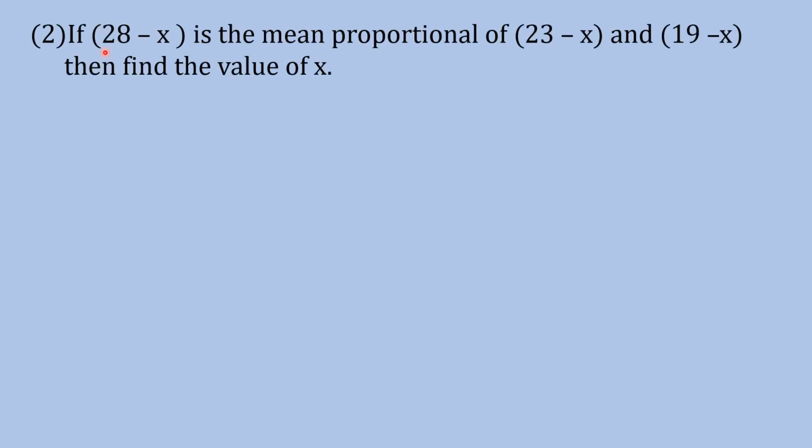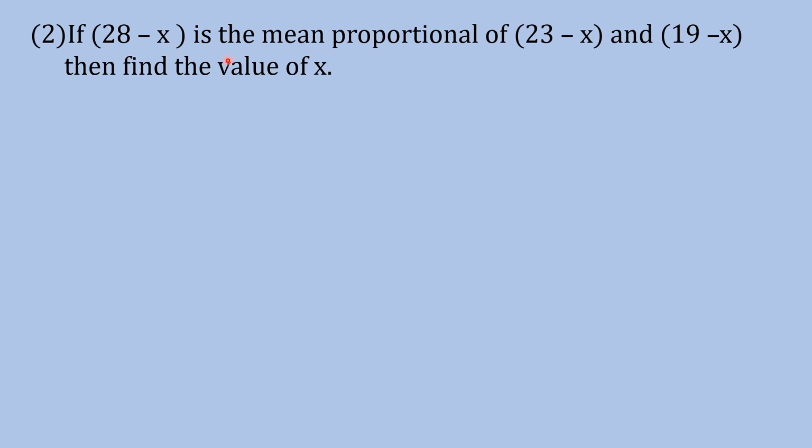Okay student, moving to question number 2. In this, what is the given question? If 28 minus x is the mean proportion of 23 minus x and 19 minus x, then find the value of x. We have to find the value of x.